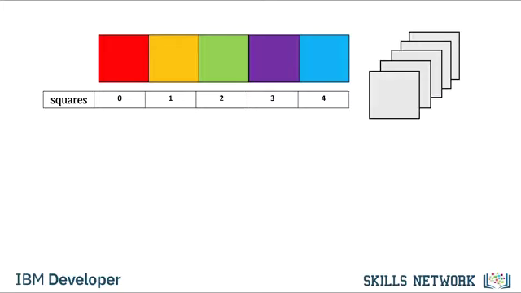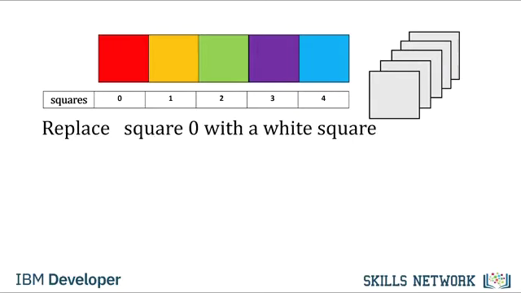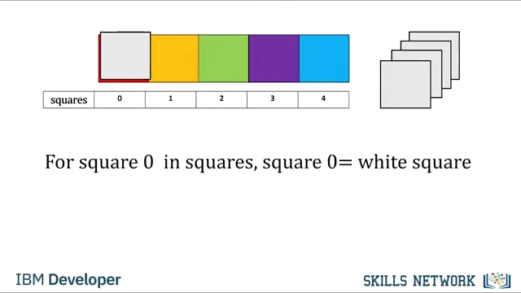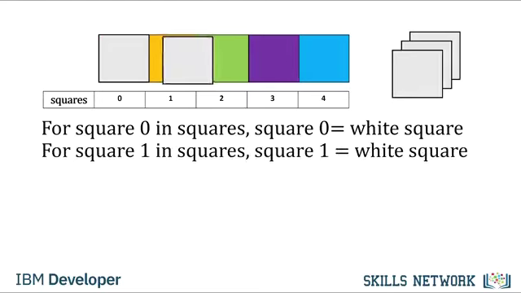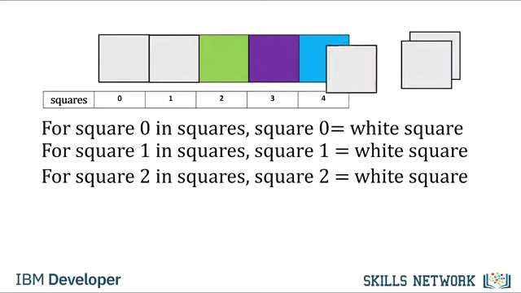Let's give each square a number to make things a little easier, and refer to the group of squares as squares. If we wanted to tell someone to replace square 0 with a white square, we would say, replace square 0 with a white square. Or we can say, for square 0 in squares, square 0 equals white square. Similarly, for the next square, we can say, for square 1 in squares, square 1 equals white square. For the next square, we can say, for square 2 in squares, square 2 equals white square.